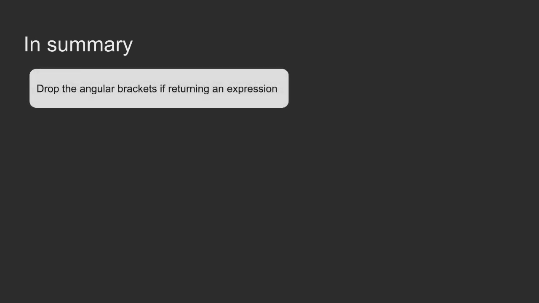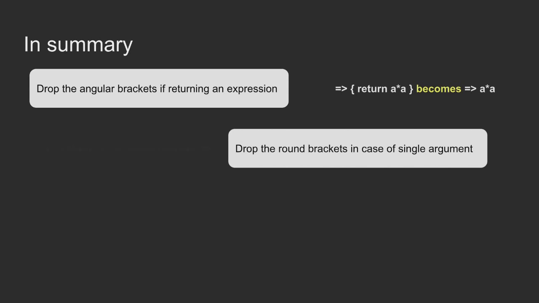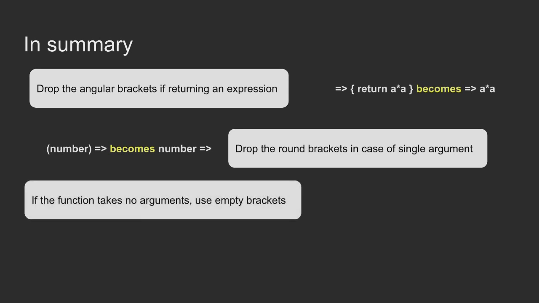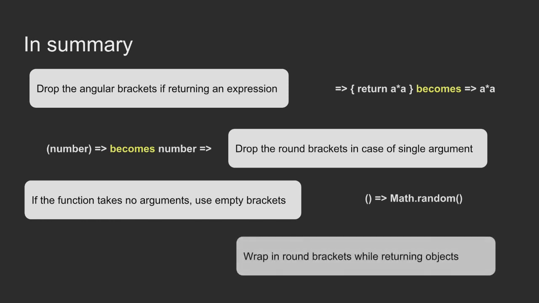Let us summarize the rules which we use to simplify our functions using arrow functions. If our function is a single line function returning an expression, drop the curly braces. If passing only a single argument, drop the round brackets around that argument. If we are passing no arguments at all, empty brackets still need to be written before the equal to greater than symbol. If we are returning an object, surround that object in round braces so that JavaScript gets to know it is an object. So that was a quick walkthrough about the features of the widely loved arrow functions.